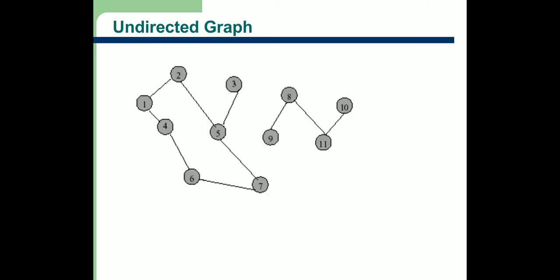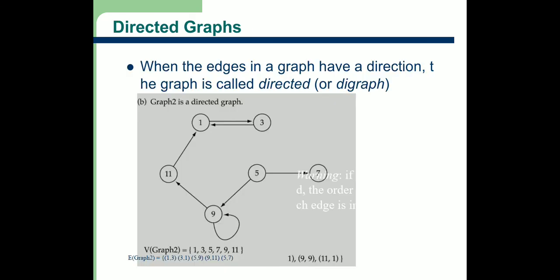This one is again an example of undirected graph. Here we have different vertices and there is no direction between the vertices. This is directed graph. In case of directed graph, each edge has a direction. The directed graph is also known as a digraph.